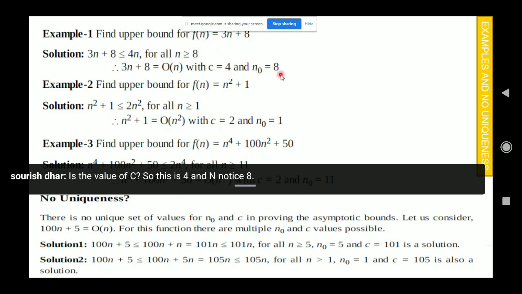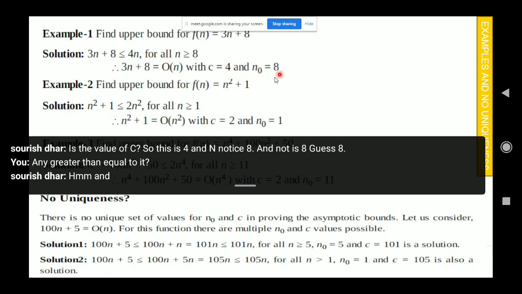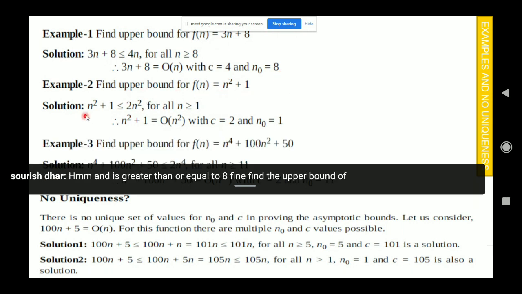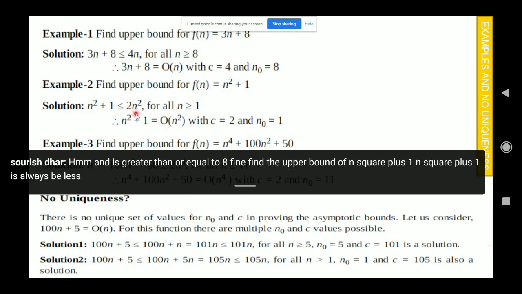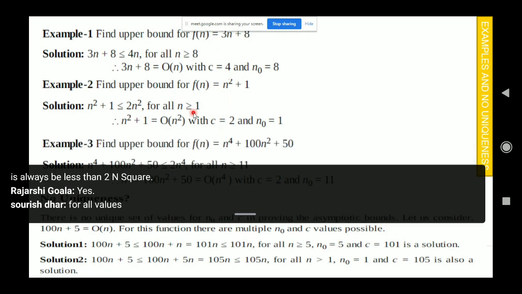n naught is 8. कैसे 8? N is greater than or equal to 8. Fine. Find the upper bound of n square plus 1. N square plus 1 is always less than 2n square for all values of n greater than or equal to 1.